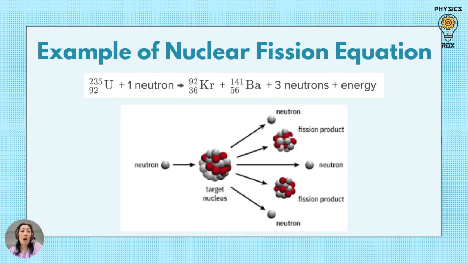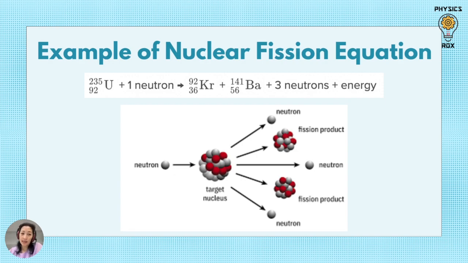This is merely one example, and you have to realize that the products that we get depend on the type of radioisotope that's been hit by the neutron, as well as the angle and the energy with which they collide. So sometimes you get krypton and barium, sometimes you can get other products like xenon and strontium. It doesn't matter. You don't have to memorize the products. You just need to recognize that this is a nuclear fission reaction.